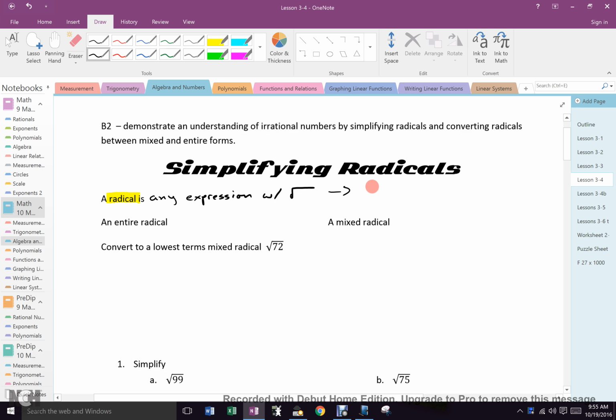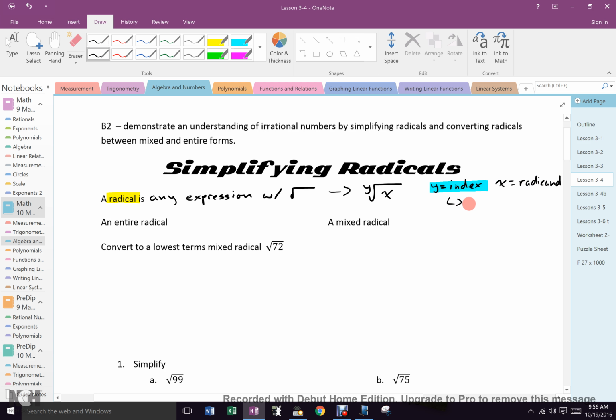Remember that it's really this, y root x. Y is the what? I named it yesterday. Who remembers? Index. And x is the radicand. Radicand is not really an important word. That's a math word. I won't use it very often. But index, I will use all the time. Be aware of what the index is. And we remember what the index is.